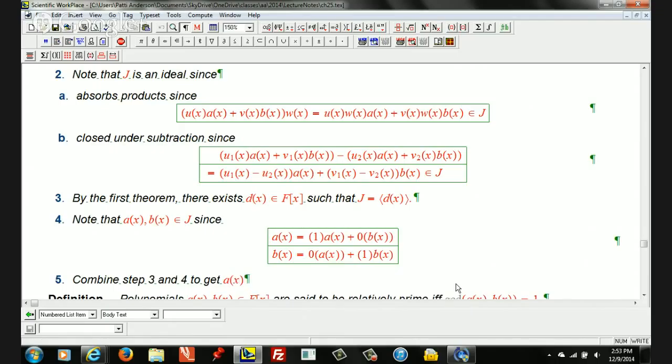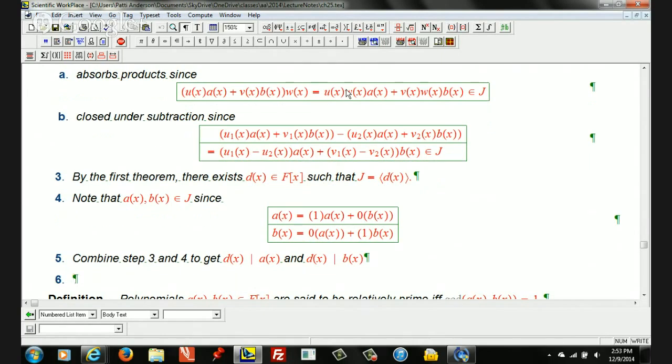I know a of x has to be a multiple of d of x. What do they call it? They just say d divides. We get d of x divides a of x, and d of x divides b of x. Now, if d divides a and d divides b, we're going to get a common divisor and show that common divisor has to divide d of x.